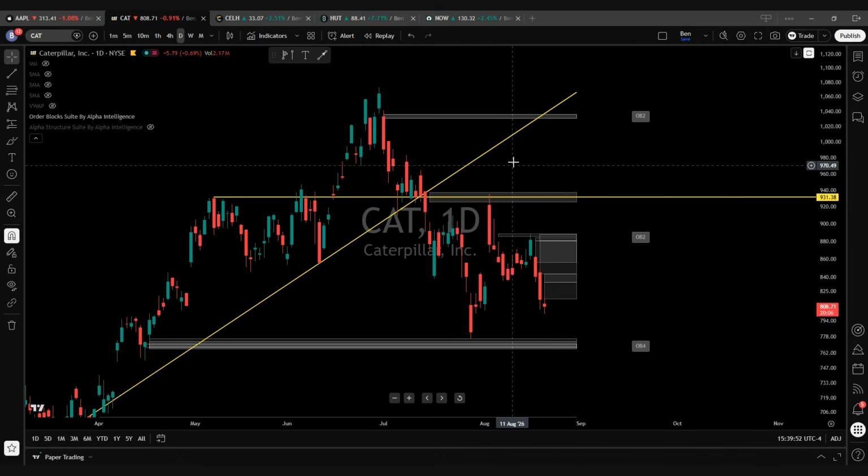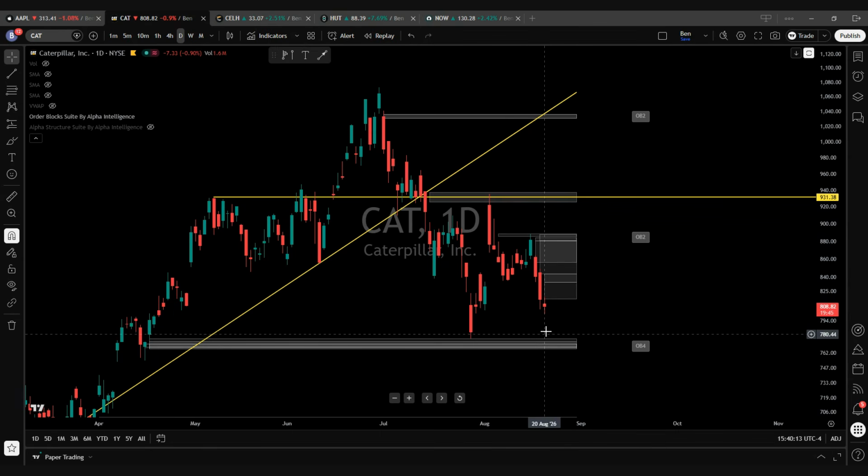Funnily enough, that would have been a retrace to this broken upsloping trend line as a retrace of the scene of the crime, and that would have given more selling pressure. However, what happened is we got all the way back here, and now we're continuing to have these order blocks that are above price action, indicating that we're going to have further selling pressure.